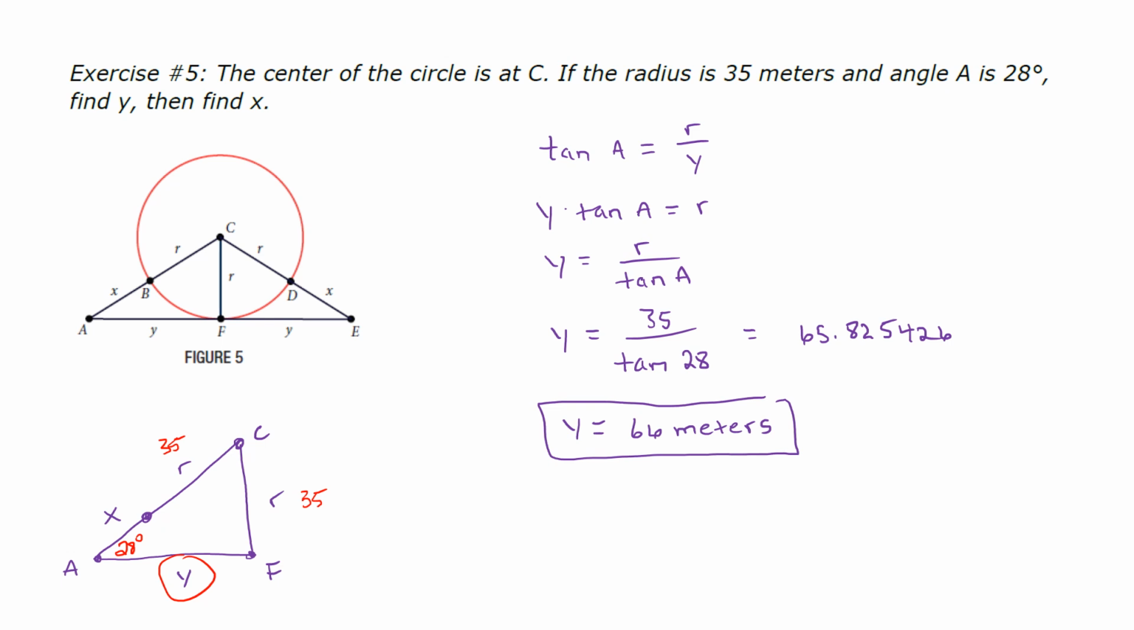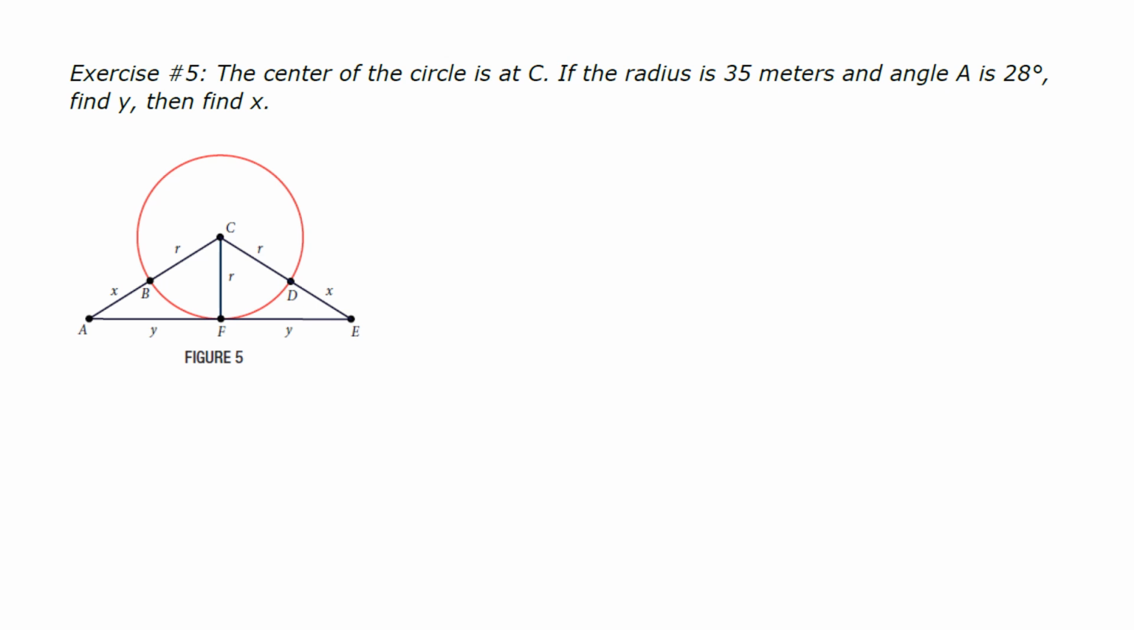So now that I've found Y, let's find X. Okay. So now we want to find X. So let's adjust our triangle now to what we know. So we have our triangle here. Okay, let me make this line a little shorter. There we go. This is A, F, C, X.